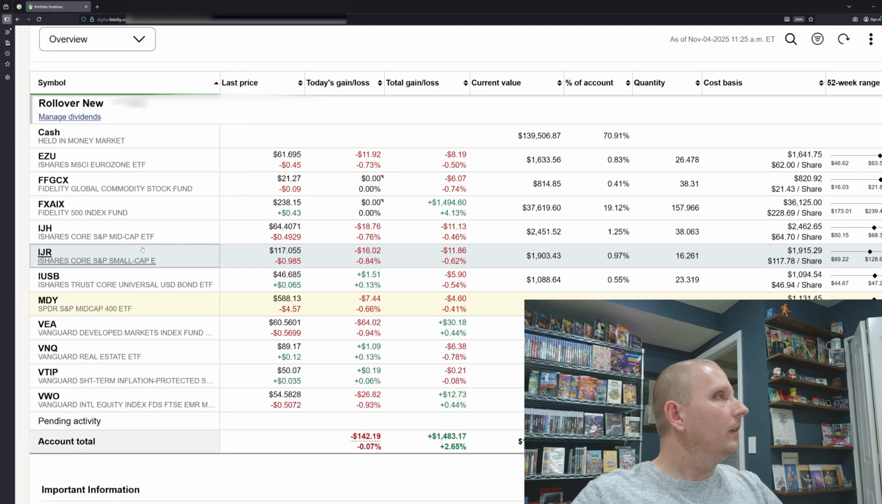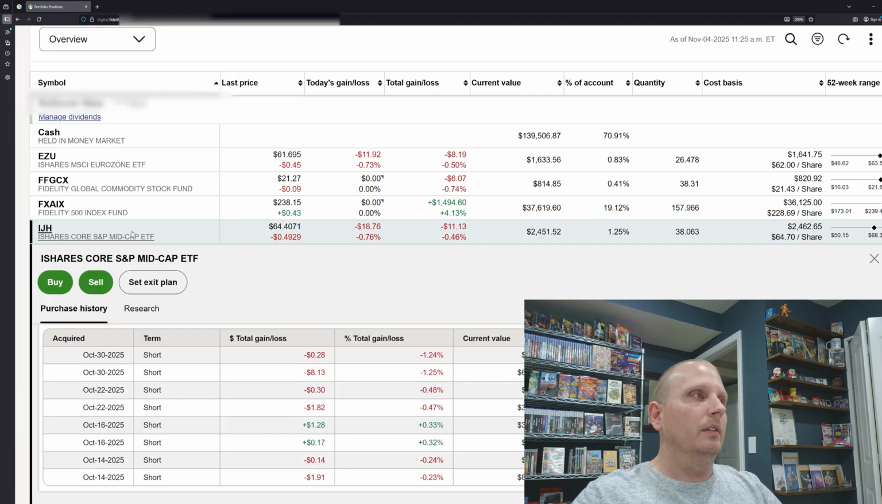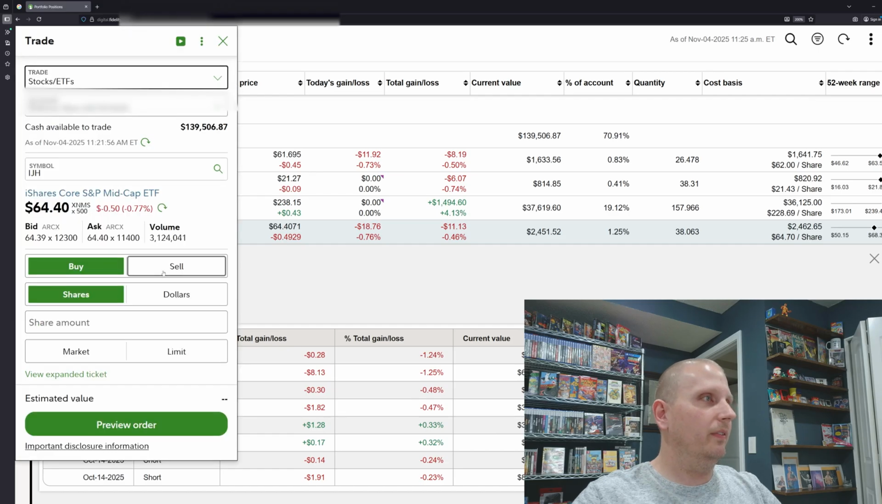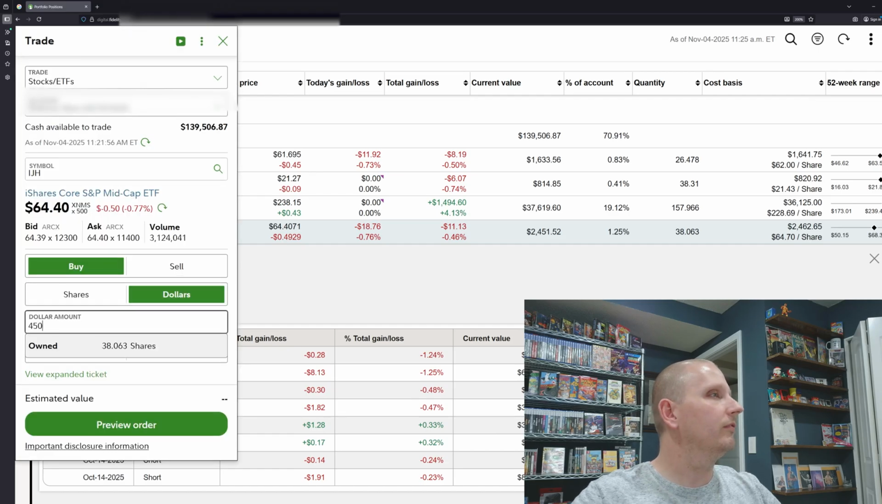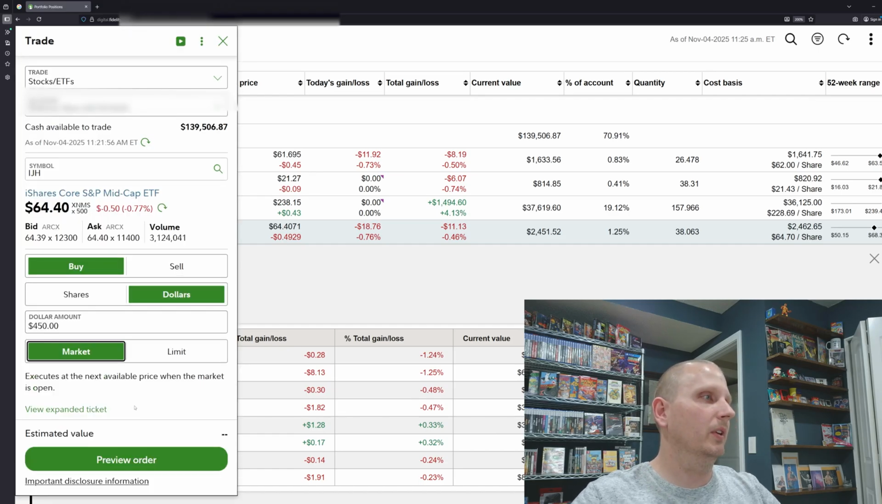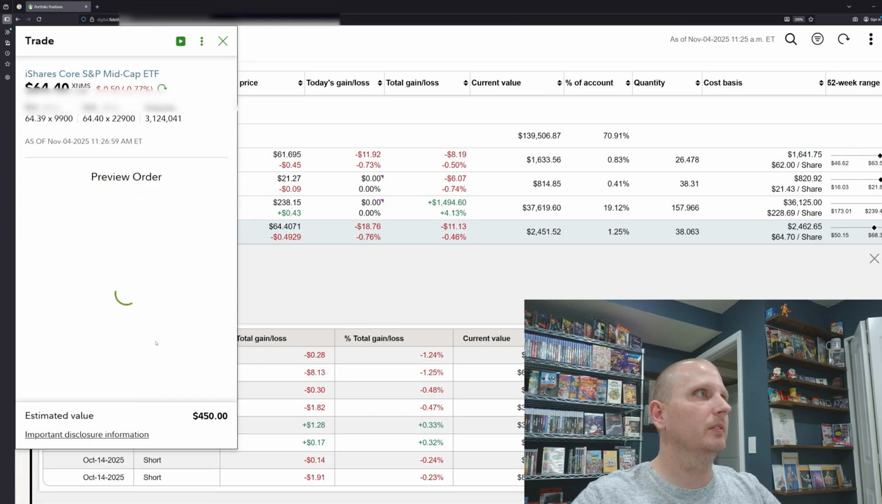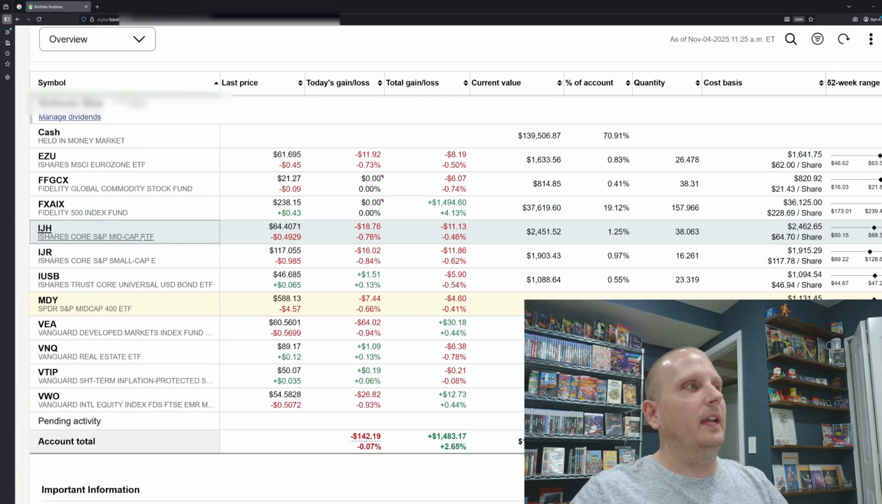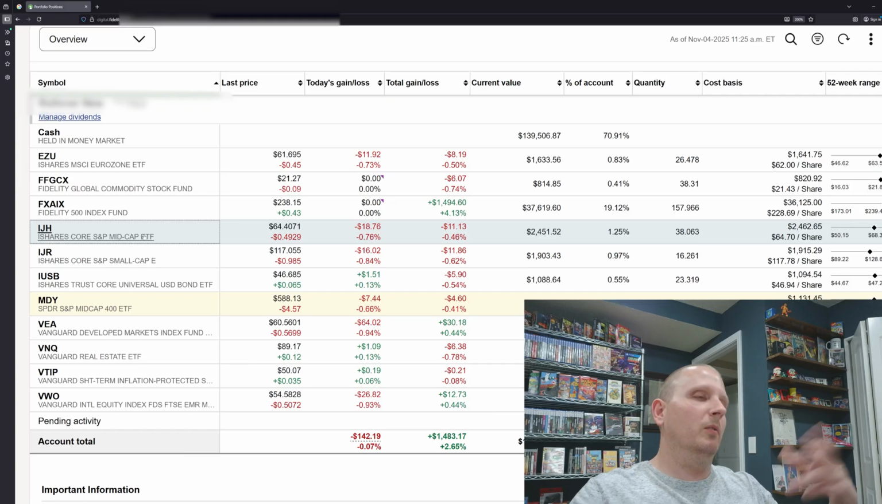All right, that one. Next one, IJH. And this one's a mid-cap ETF. So again, an ETF, that one's going to close immediately. I'm going to do 450 on this one today. Market price, preview, place order. It's really simple, guys.